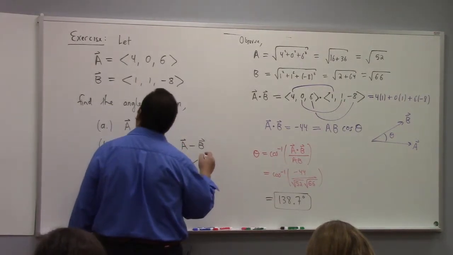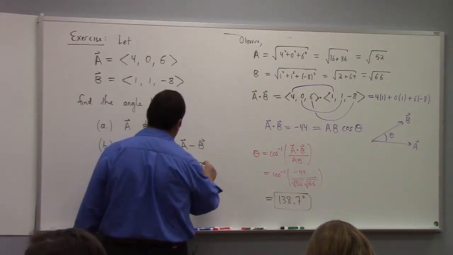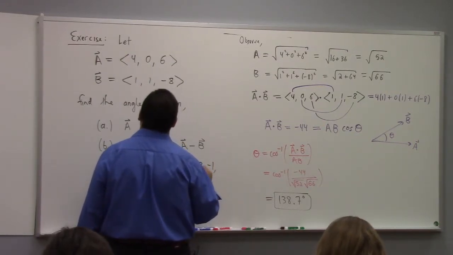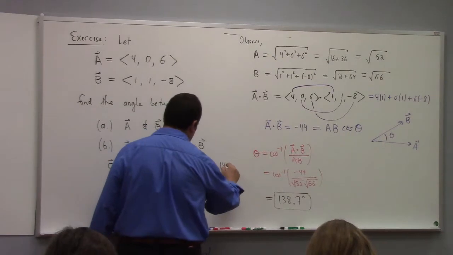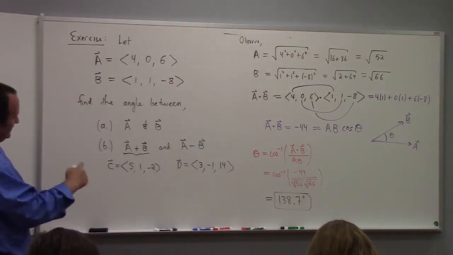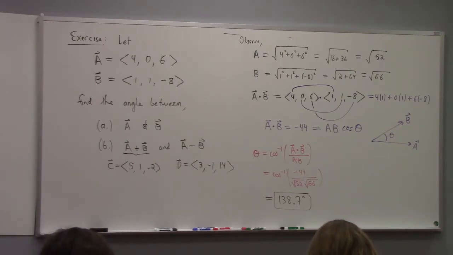Let's see here. A minus B. So I got a 3. I got a minus 1. Looks like I got a 14. Because A minus B, so it's like 6 minus a minus 8, which is like 6 plus 8. So those are my A plus B and A minus B vectors.